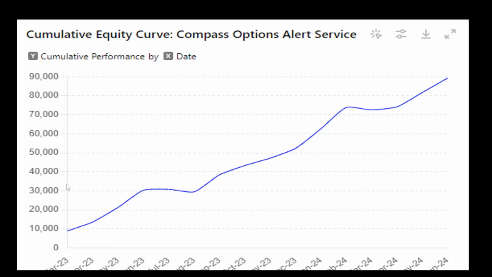All right, and this is just an equity curve. We need to update this one. This is from March 23 to June 24. This is the equity curve off the alert service if you put $2,000 into each one of the trades that we took. Listen, that's an arbitrary number. Some people trade way less than that. Some people trade way more than that, but I have to have some sort of a baseline I can follow. So this is what that equity curve is.